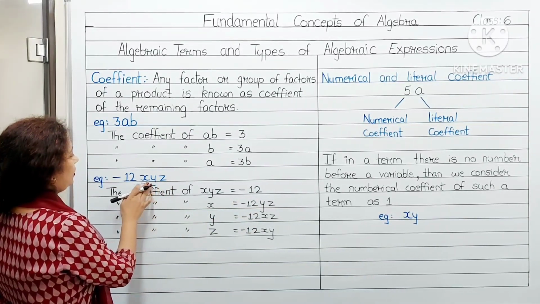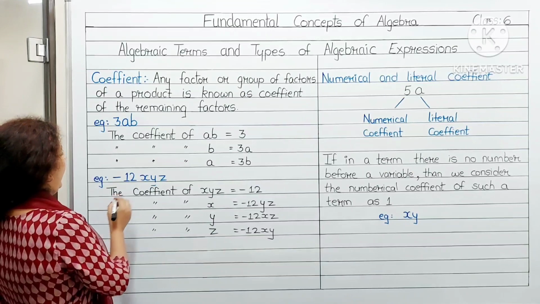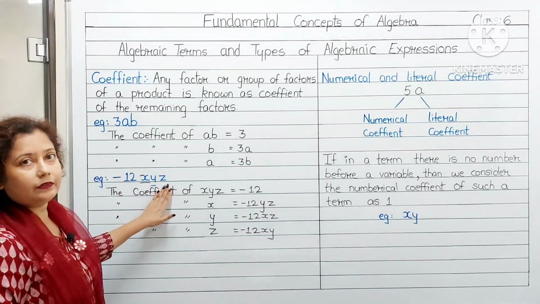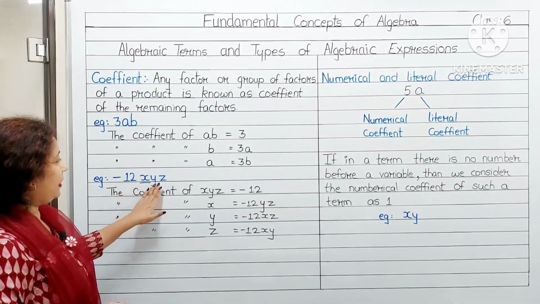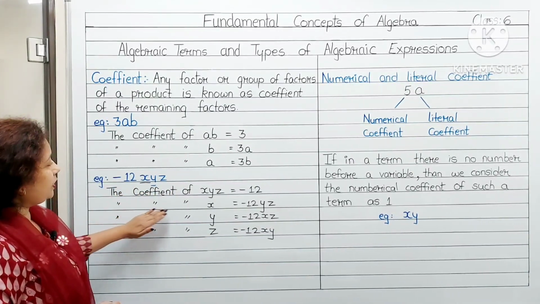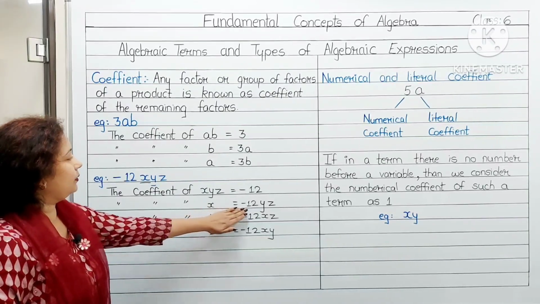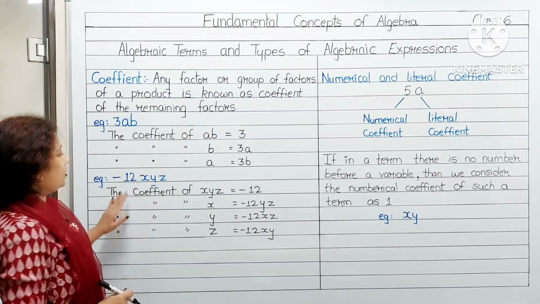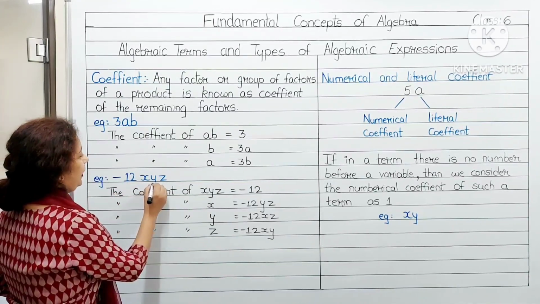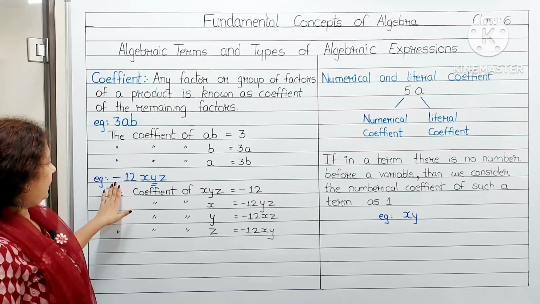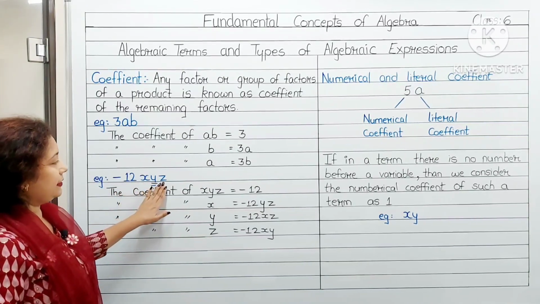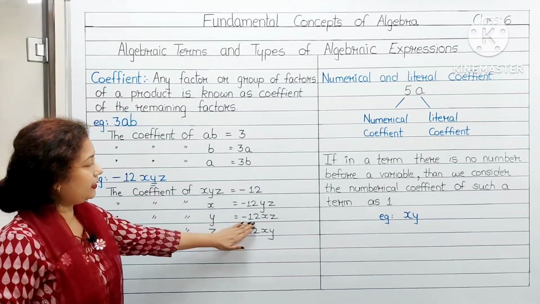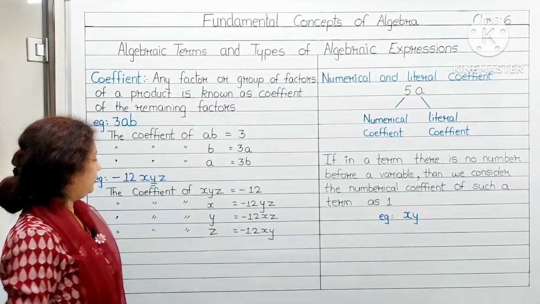Now we will find the coefficient of x. So the coefficient of x will be the remaining part of the product, that is minus 12yz. So the coefficient of x is equal to minus 12yz. Next is the coefficient of y. So which part is remaining? Minus 12xz. So the coefficient of y is minus 12xz.